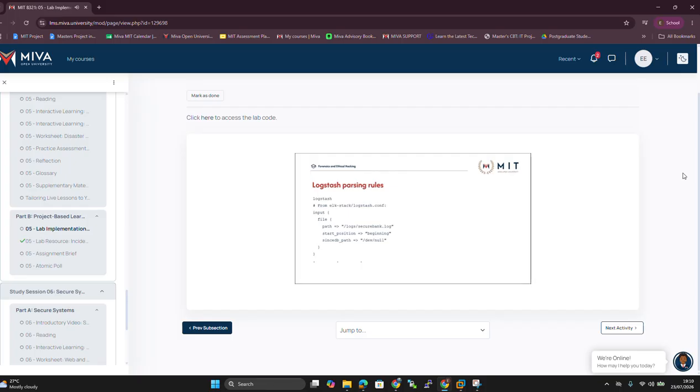The Logstash parsing rules. There are several rules that help us to parse the logs that are being collected or captured into the log file. This is an example of the configuration parsing rule, where we have the inputs being instantiated, and in the input you have some arguments. In the file, you specify the path, in that case, log/securebank.log. Then we have the start position, where we are saying let it be beginning, and then we have the sincedb path.